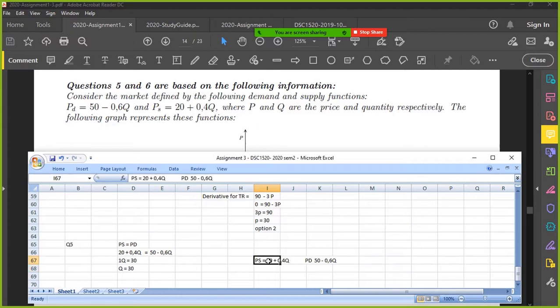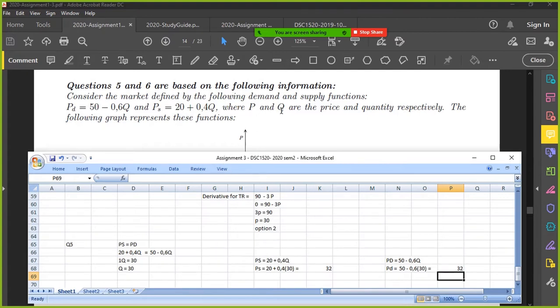PD. Let me just copy that. Okay, so the PS is going to equal 20 plus 0.4 open brackets 30 close brackets equals. The PD is going to equal 50 minus 0.6 times 30 equals. Okay, let's work out the answer. 32. This should also be 32. It should be. There we go. Q is 30. P is 32.